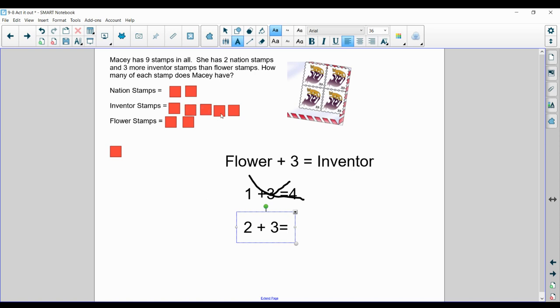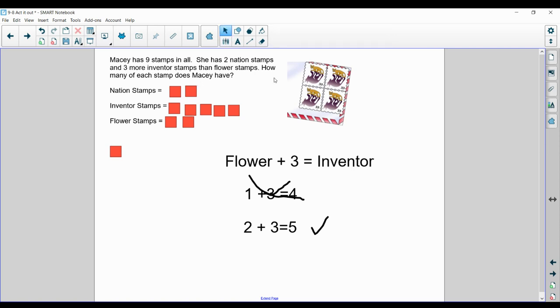1, 2, 3, 4, 5. I get 2 plus 3 is 5. That's correct. I have 5 inventor stamps. That works. So my answer, 2 plus 3 equals 5, fits my clues. Now my question is, how many of each stamp does Macy have? Now I know.